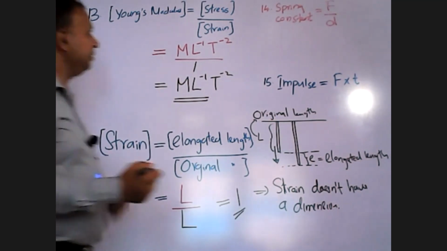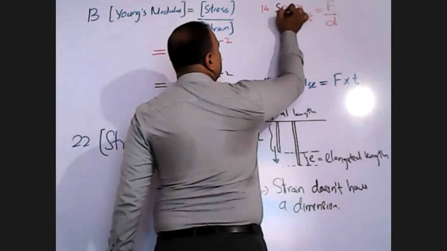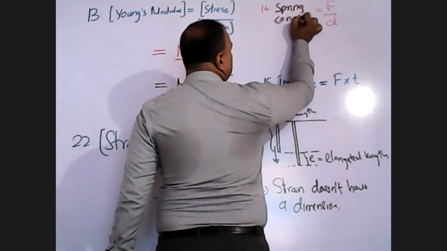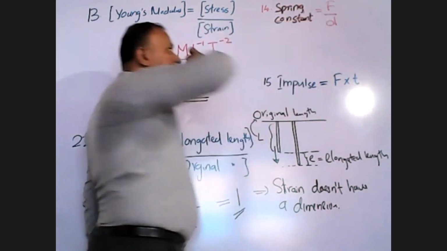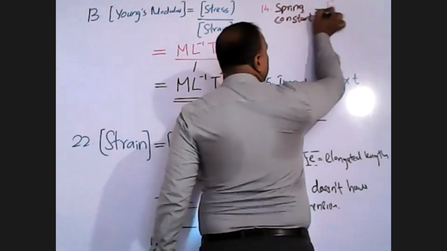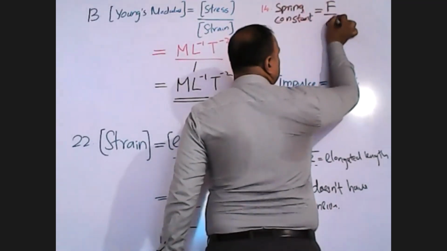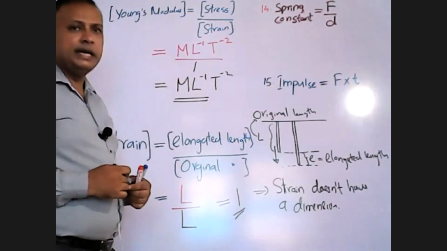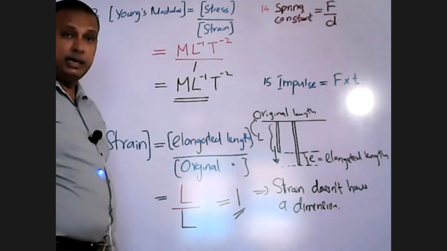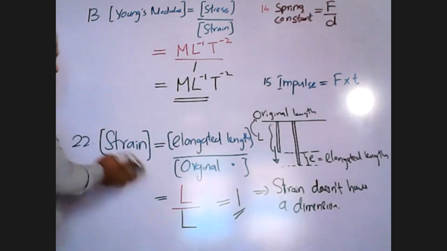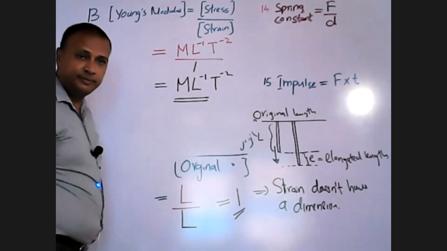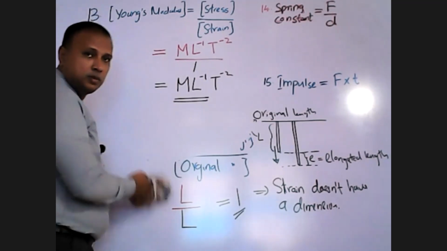Then, question number 14 is the spring constant. The spring constant is equal to F over D. F means force, D means displacement. I will explain that physical quantity too. Shall I erase this one?